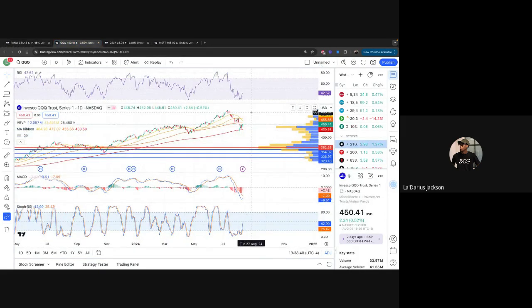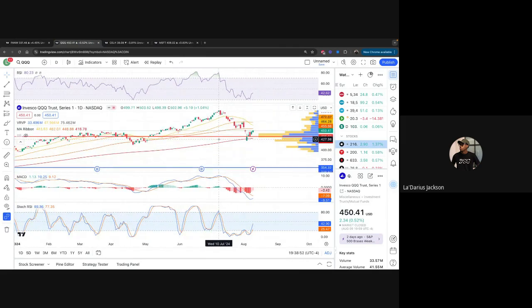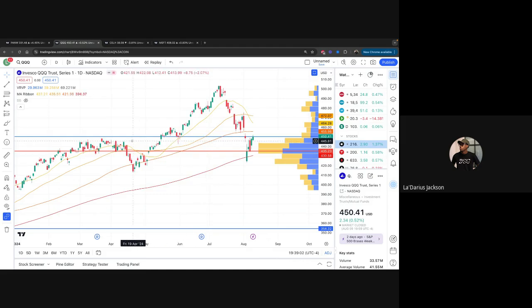All right, the Qs, or the QQQ, however you like to pronounce it. All right, so it looks like right now the Qs is sitting right, let me zoom in some first. The Qs is sitting right around this area. You can see this is the green candle here. We're at about 450. If we break above 455, it looks like 460 could be another ceiling.